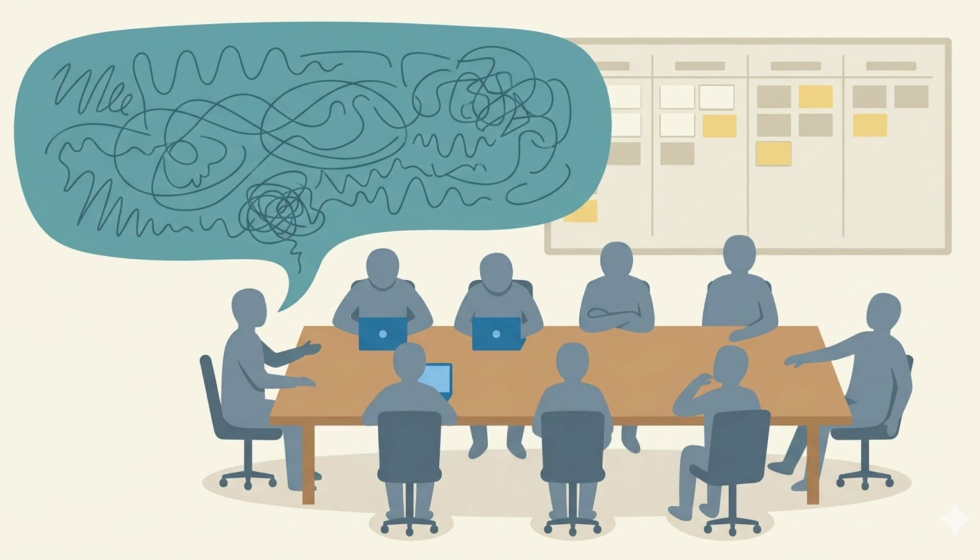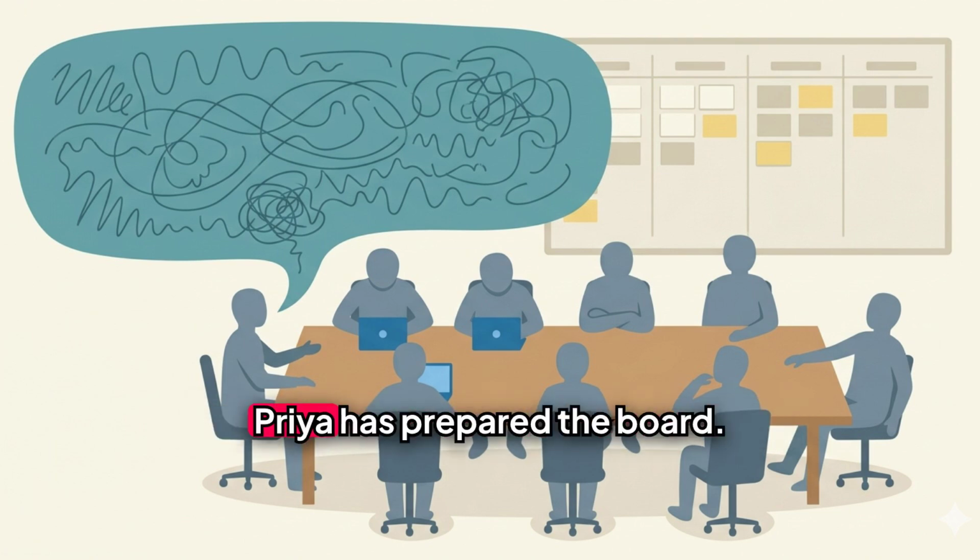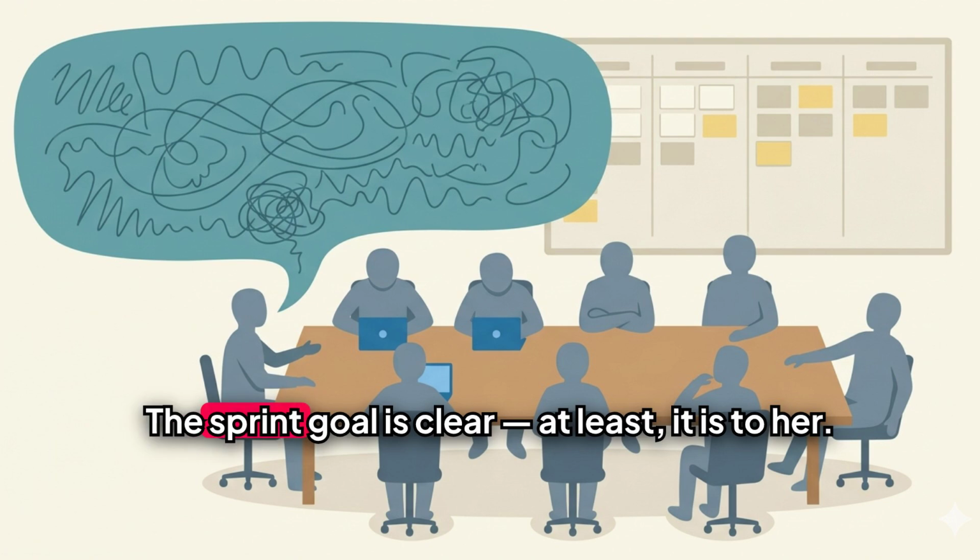It's Tuesday morning. Sprint planning starts in 2 minutes. Priya has prepared the board. The user stories are refined. The sprint goal is clear. At least it is to her.